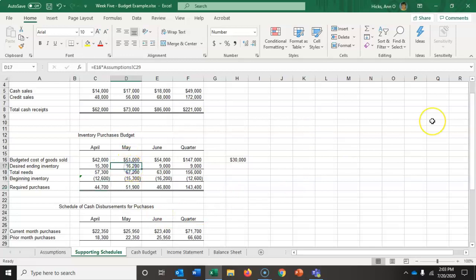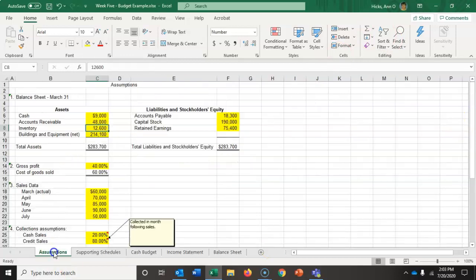We'll do the same thing in May. We already have our budgeted cost of goods sold. 30% of June's sales is $16,200. We need then $67,200 worth of inventory. But at the end of April, beginning of May, we already have $15,300. So we only need to purchase $51,900. And then we go through the same calculation for June.